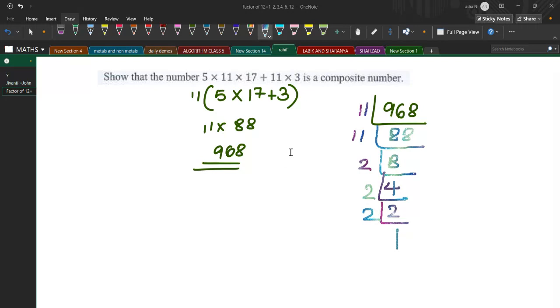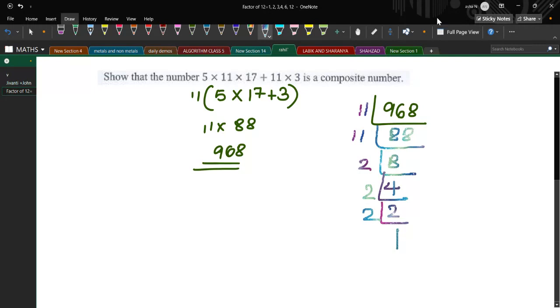So is it a composite number? Yes, it is a composite number because it is in one table and it is in others table as well, like 2 times, 8 times, 11 times. So yes, it is a composite number. Easy, sorted.